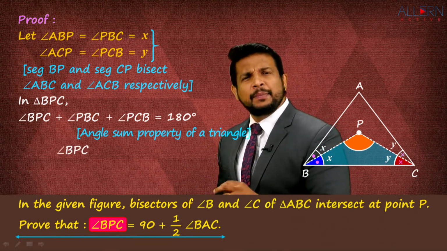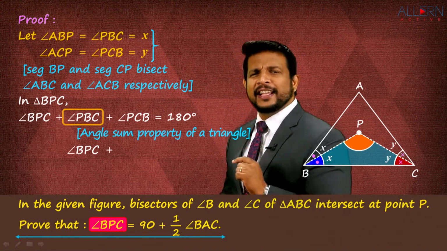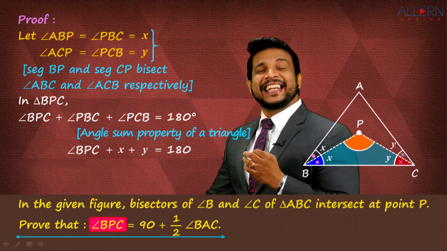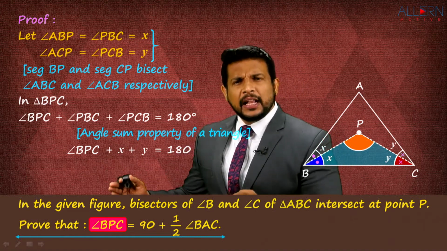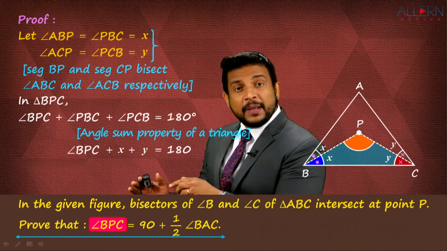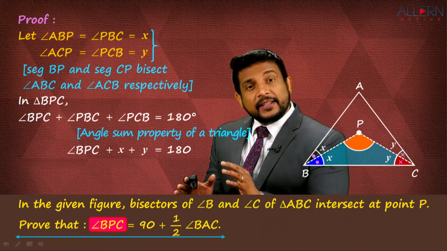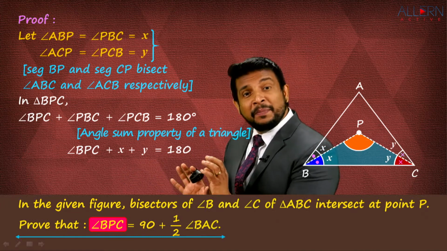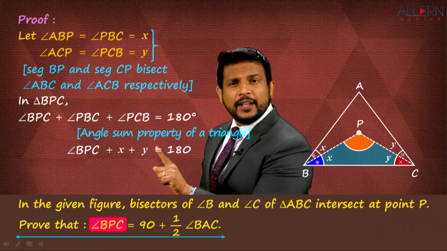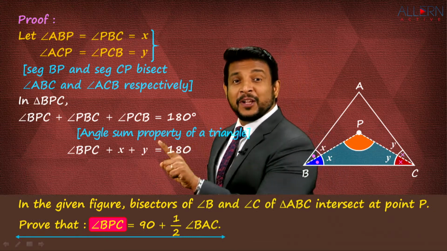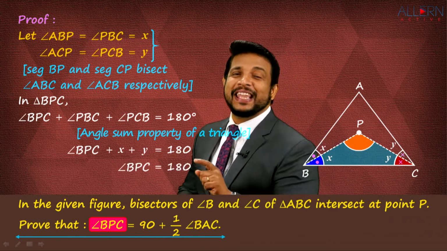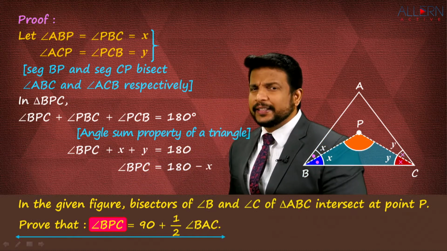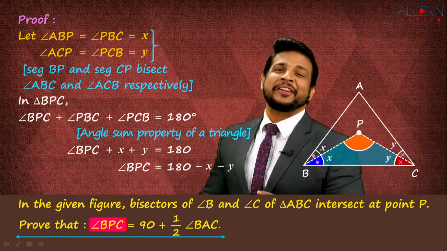Substitute the value. Angle BPC remains as it is. PBC is x, PCB is y, and that is equal to 180 degree. Now, we are interested in getting angle BPC equal to. Means isolate that angle BPC on one side. Keep angle BPC on one side of the equal to sign. So this plus x goes the other side, plus y goes the other side. Beautiful. So that means 180 remains as it is on the right hand side. Plus x comes here, becomes minus x. Plus y comes here, becomes minus y.